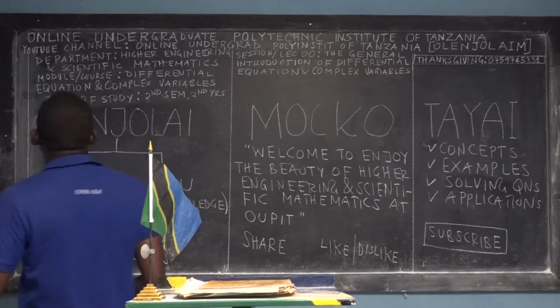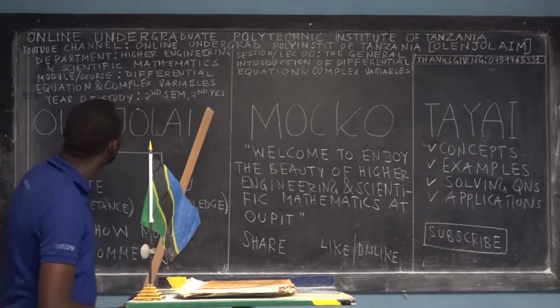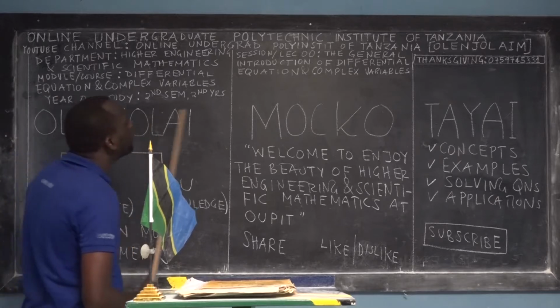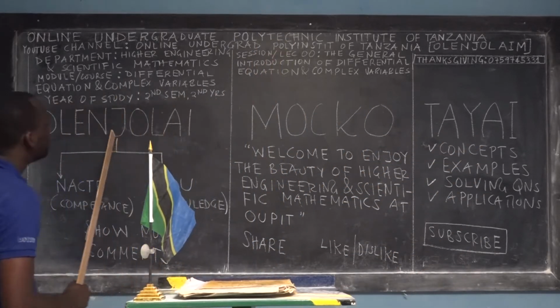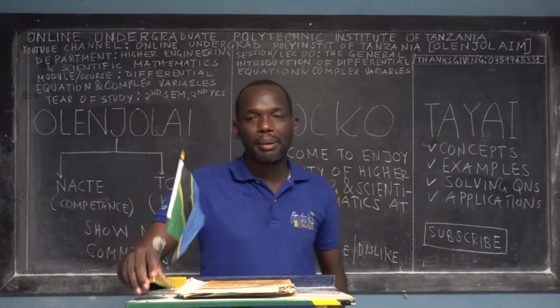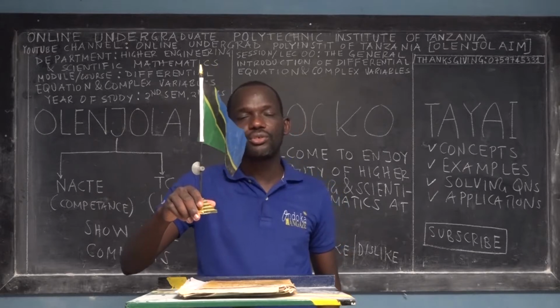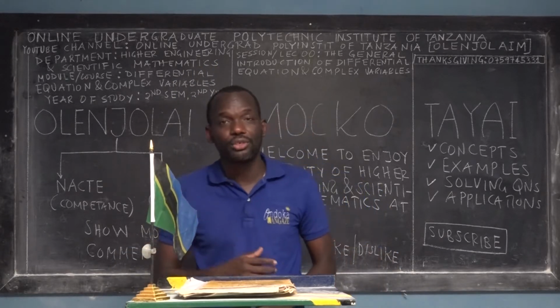My name is Olenjolai Moko TAYAI. Let me repeat, my name is Teacher Olenjolai Moko TAYAI. I'm from the United Republic of Tanzania. This is our national flag. I would like to welcome you also into our beautiful country.